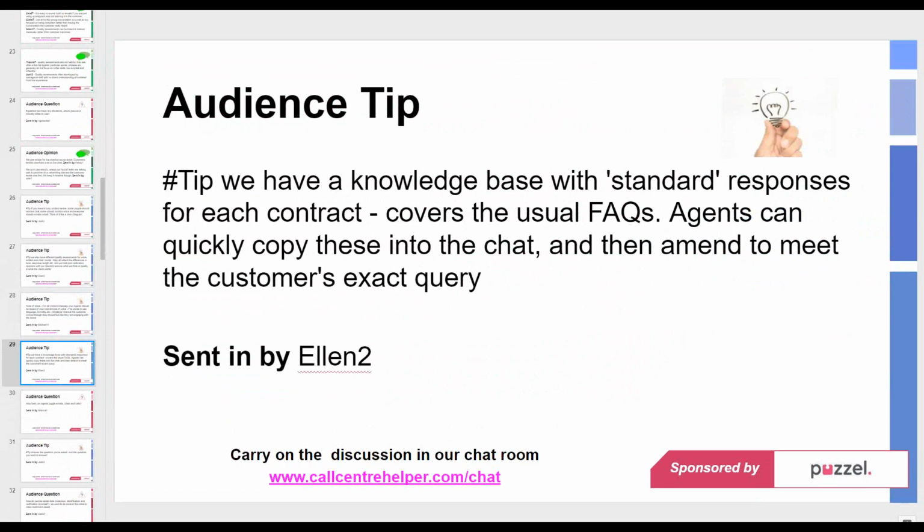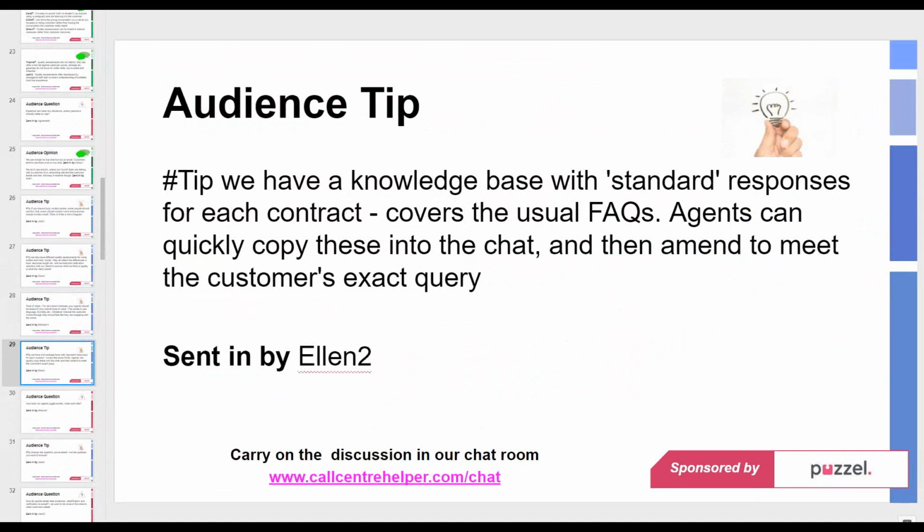Yeah. And Sandeep, I know you're going to be talking about knowledge bases later, but Ellen says have a knowledge base with standard responses for each contact or contract. Covers the usual FAQs. Agents can quickly copy these into the chat and then amend them to match the customer's exact query.